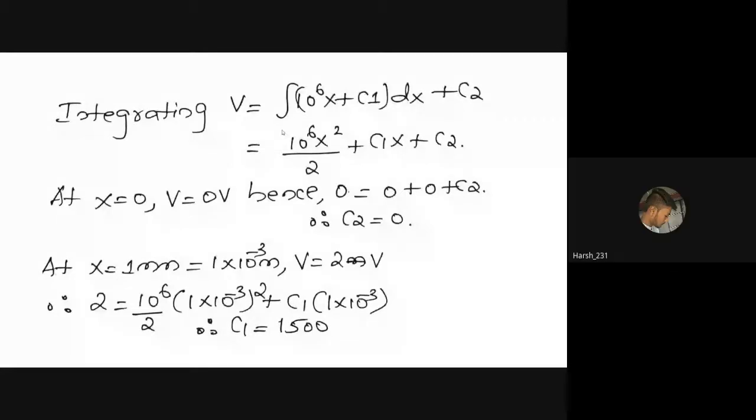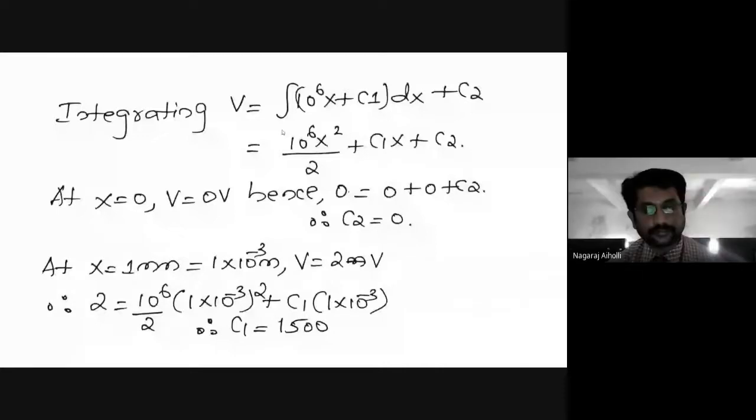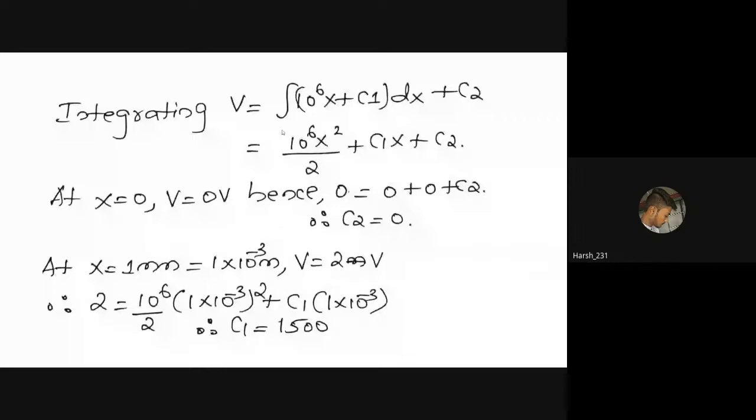Sir, can you explain it once again, sir? Yes. Which step do you want me to explain? Sir, that V is equal to 0.05, sir. How will it come, sir?